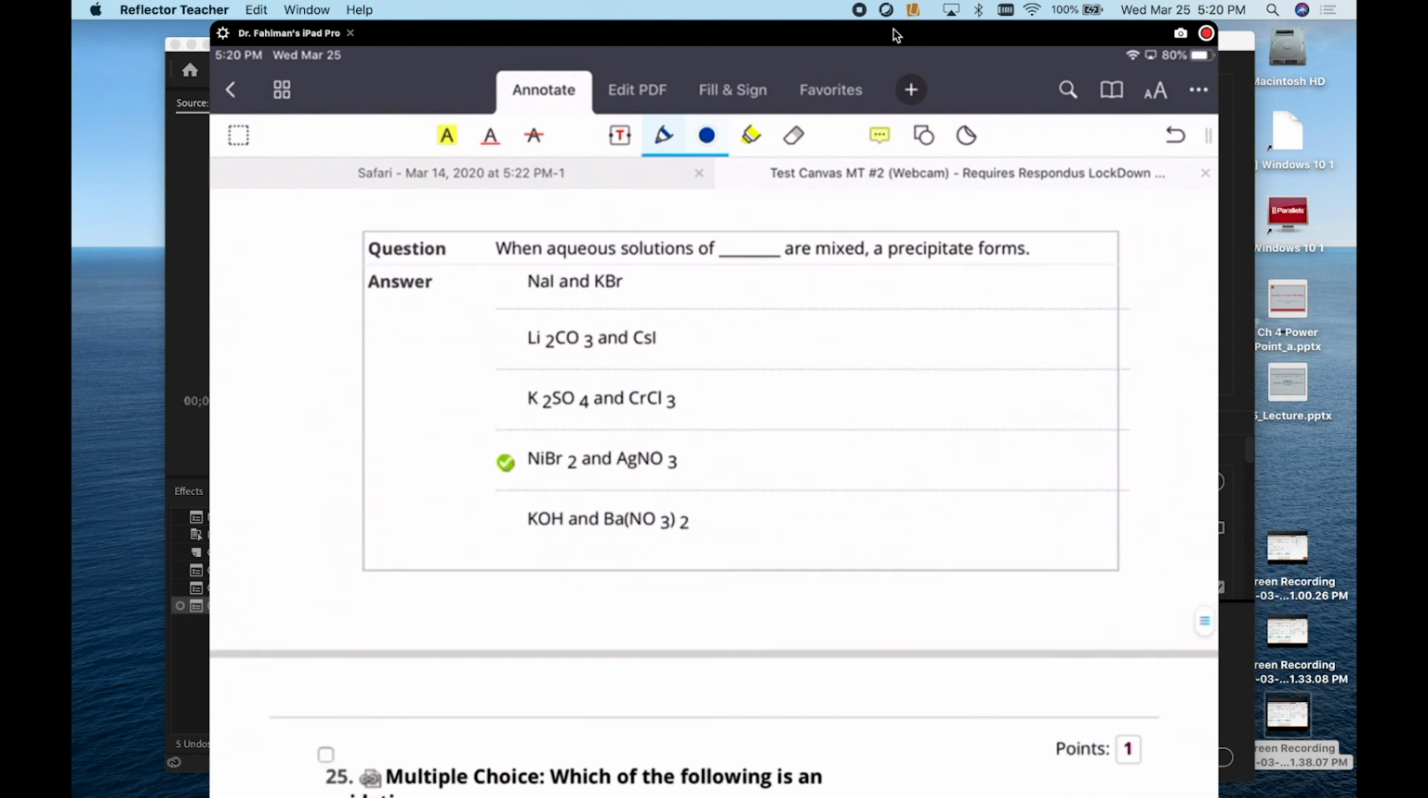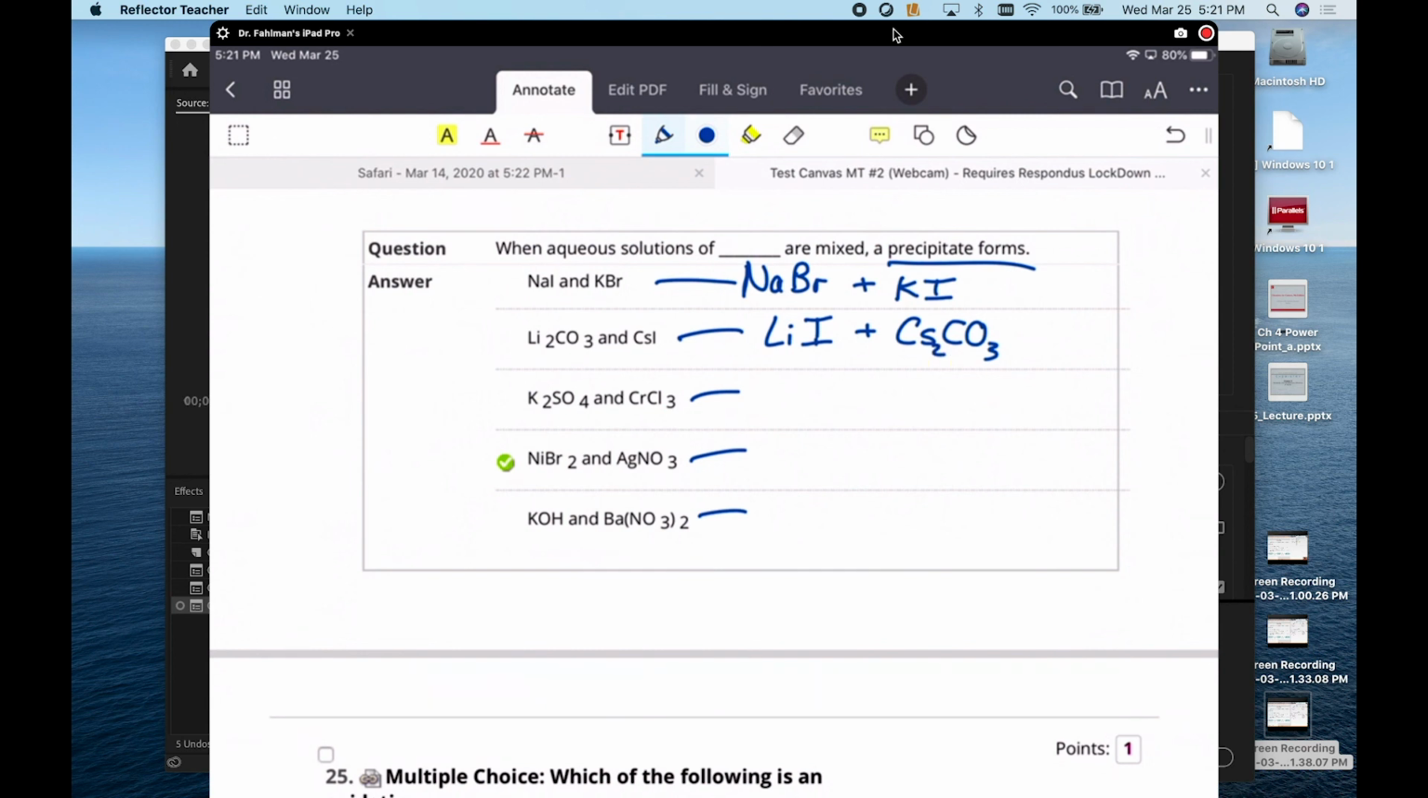When aqueous solutions of blank are mixed, the precipitate forms. Okay, so in this case, it had all these as possibilities. That's a lot of choices. So this one, you're going to form NaBr and KI. Okay, so if we just go through and see what the products are first. This one, you're going to get lithium iodide and cesium carbonate. So that's going to be cesium-2 carbonate.